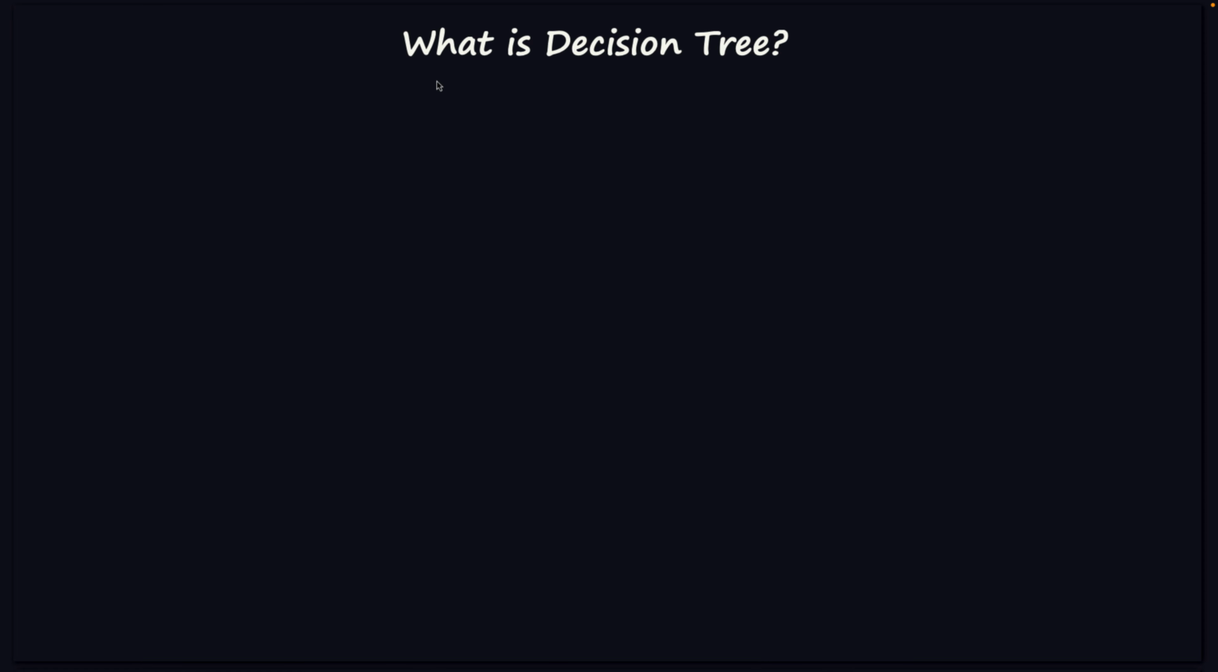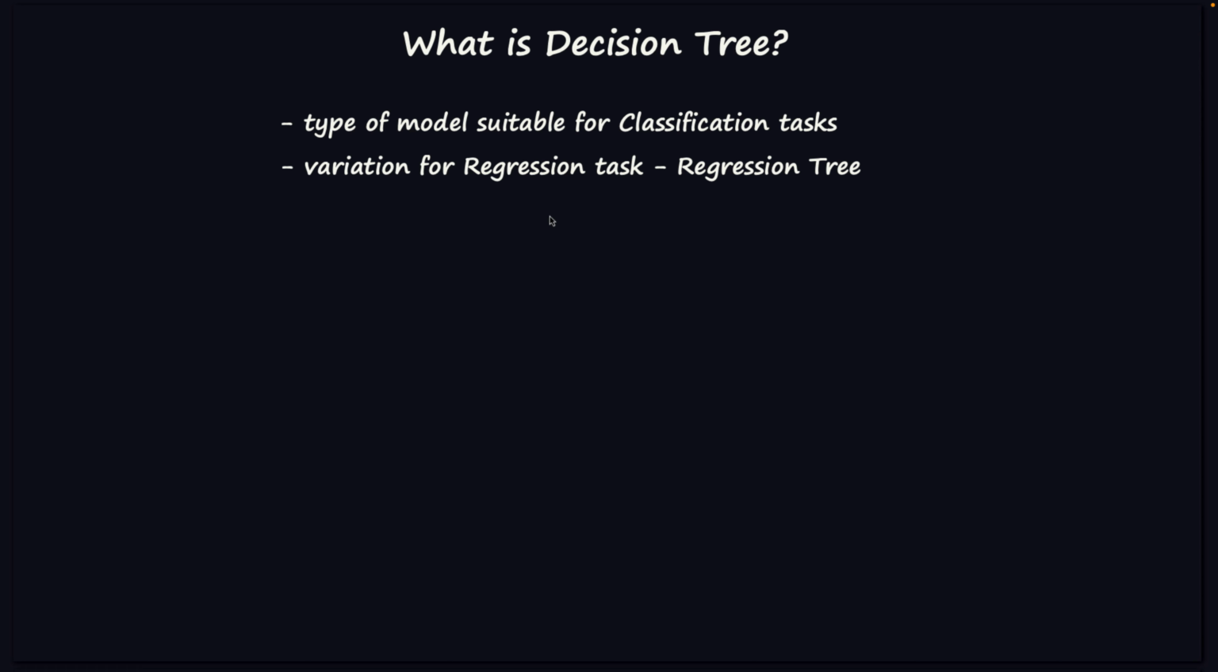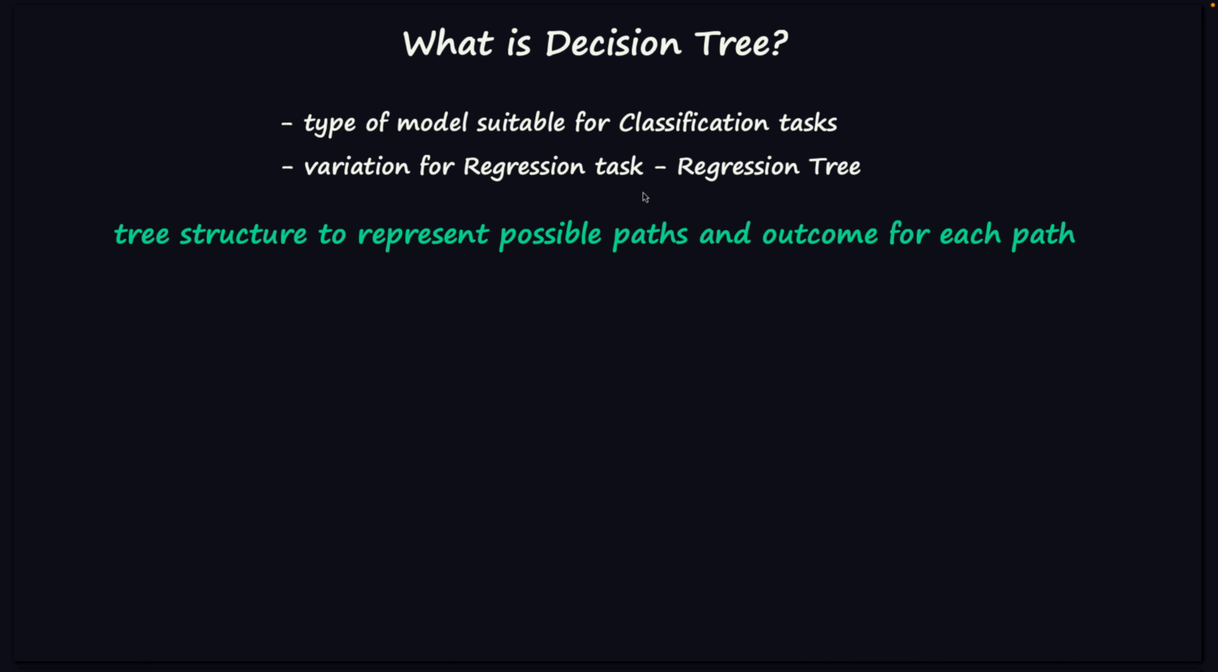Let's understand what is decision tree in this video. Decision tree is basically a type of model suitable for classification task. And there is a variation to this model called regression tree, and we can use that for regression tasks as well. It is basically a tree structure to represent possible paths and outcome for each path, so we can predict the label that we want to predict.